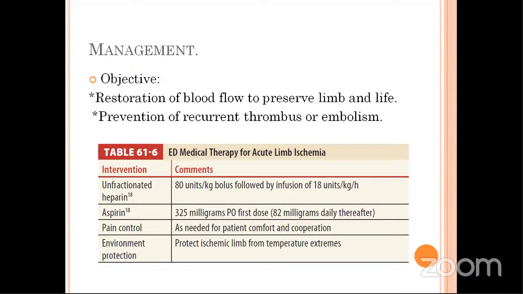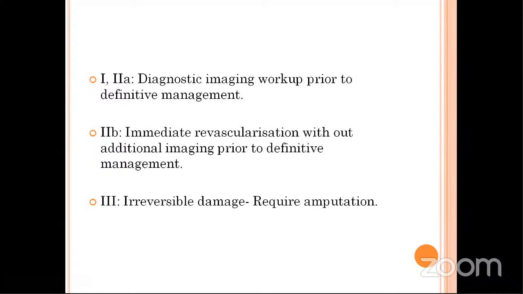So the most common medical therapy given in ED is unfractionated heparin. The dosage is 80 units per kg bolus, followed by infusion of 18 units per kg per hour. Also, aspirin, a starting dose of 325 milligrams, can be given and 81 mg daily after that to prevent recurrence. Also, symptomatic management and pain control, and environmental protection to protect the ischemic limb from temperature extremes.